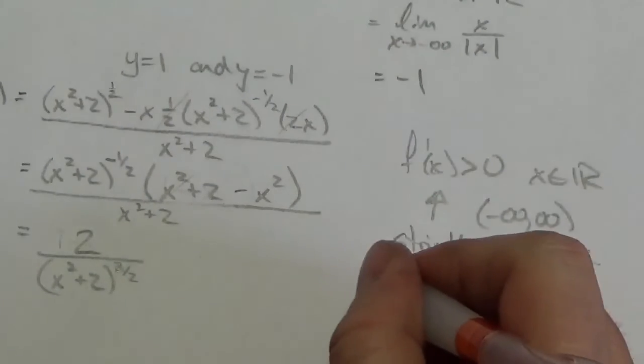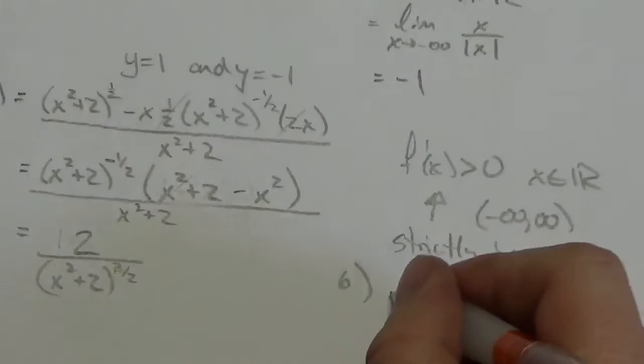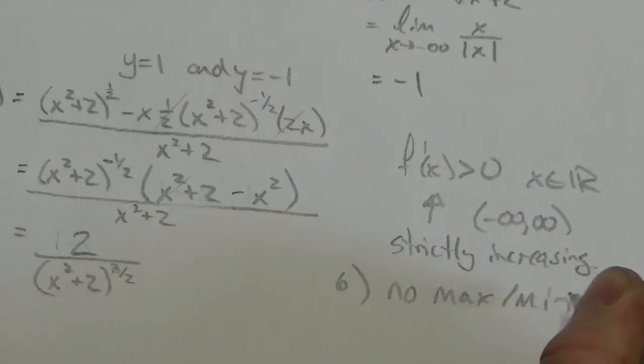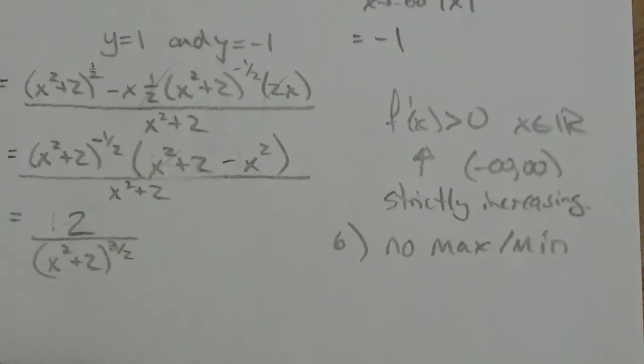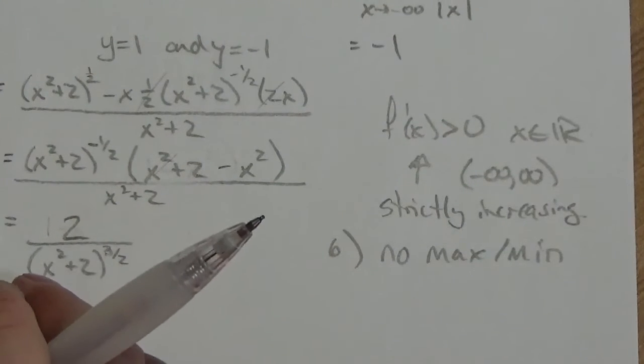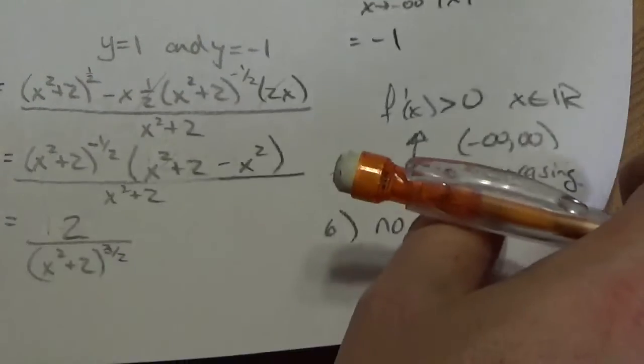And so as a result, I can also jump to point 6 here and say there's no max or min here. Okay? There's no point that even suggests a maximum or a minimum. And I really like that first derivative here. Now, let's go through and investigate the second derivative. Let's take a look at concavity here.